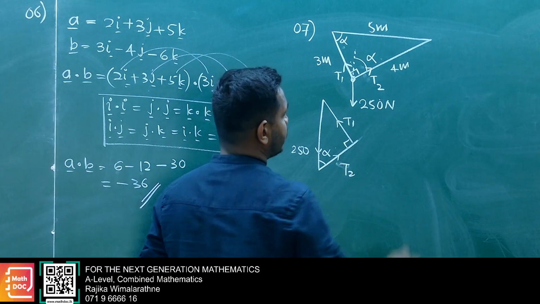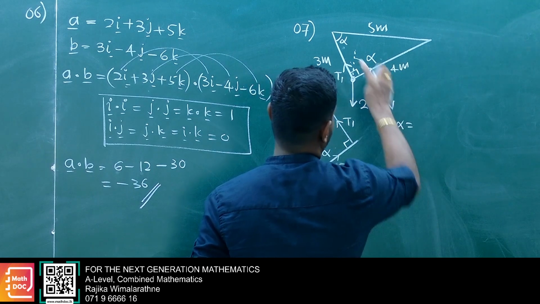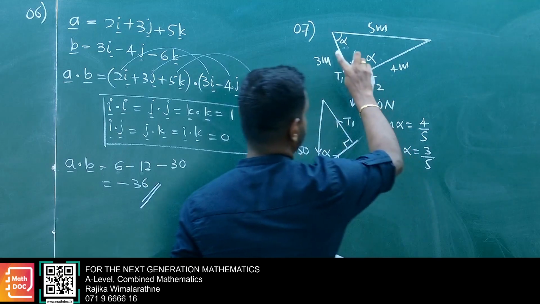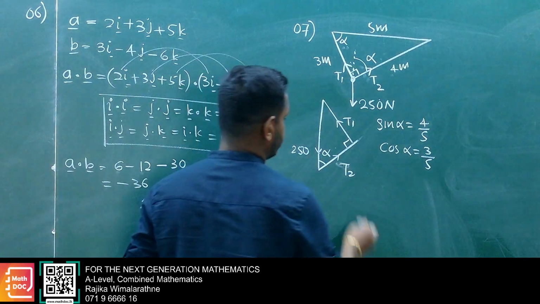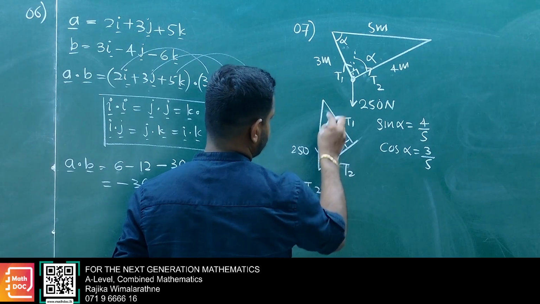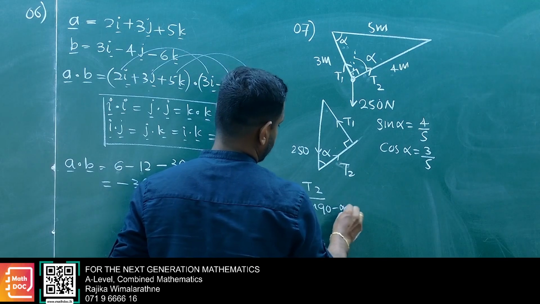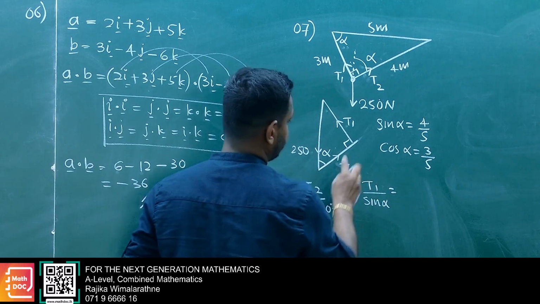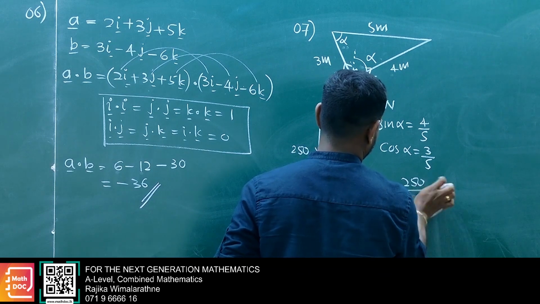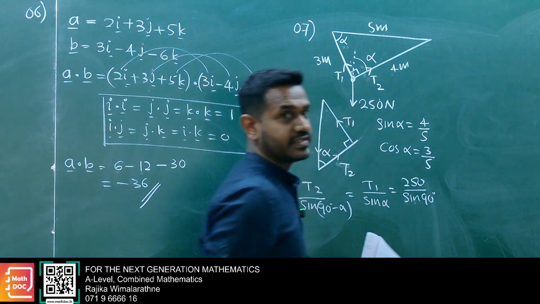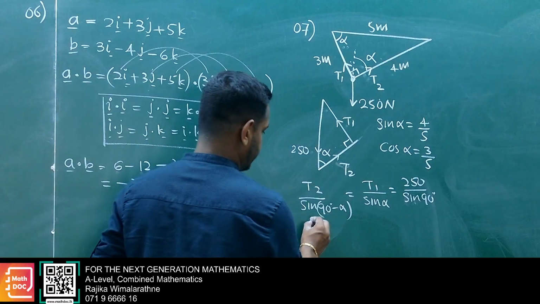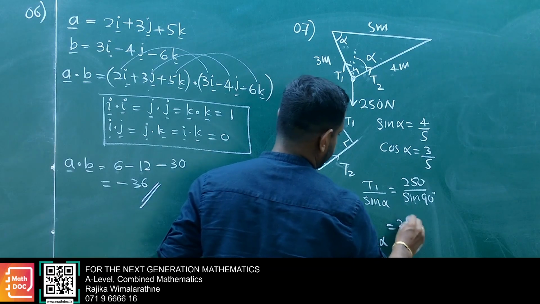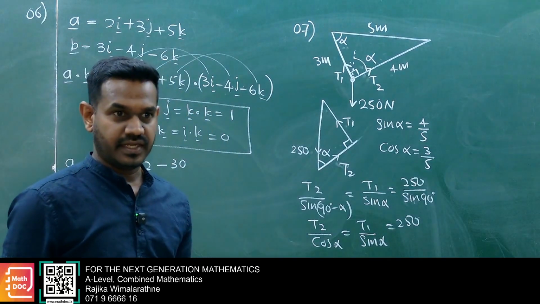Now you can find sin alpha and cos alpha. Sin alpha is 4 divided by 5. Cos alpha is 3 divided by 5. Then apply the sine rule now. T2 over sin of 90 minus alpha, T1 over sin alpha, equals 250 over sin 90. Okay. Then T2 over cos alpha, T1 over sin alpha equals 250. Then you can easily find T1 and T2.